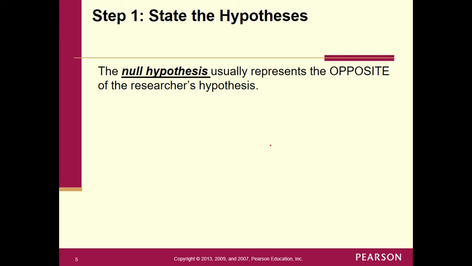So let's start with the null. The null hypothesis usually represents the opposite of the researcher's hypothesis. That's usually the opposite of the researcher's hypothesis. The symbol that we use universally for the null is H0. H for hypothesis, 0. In math, that means null, empty. It's kind of like the empty hypothesis.